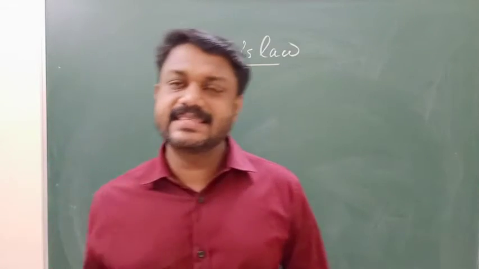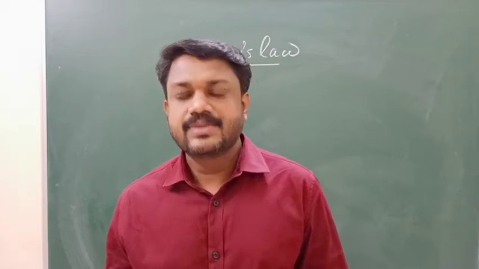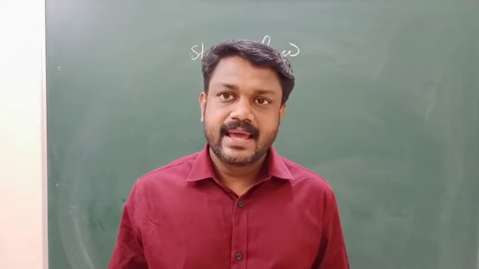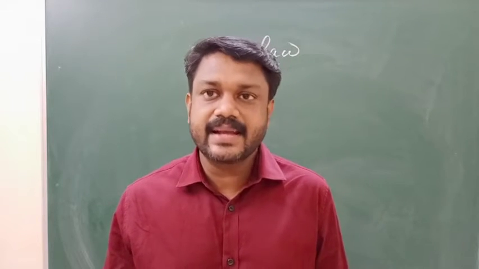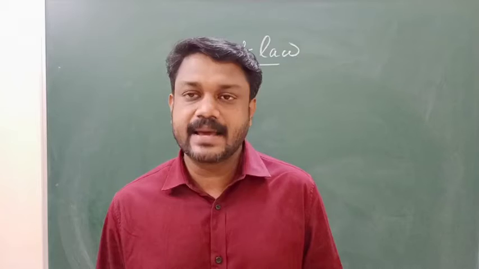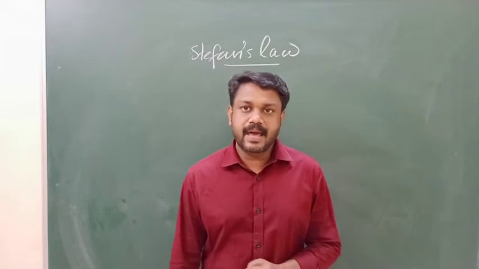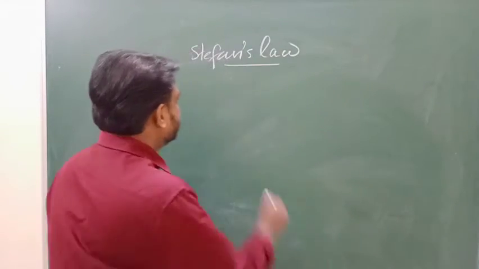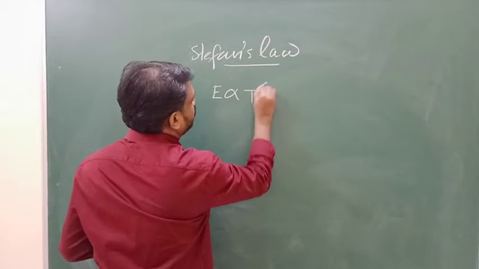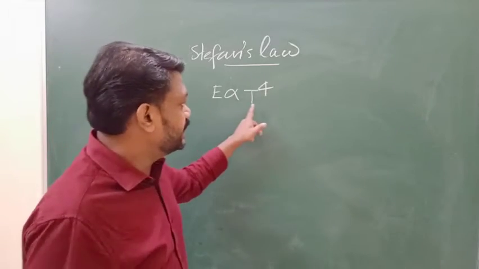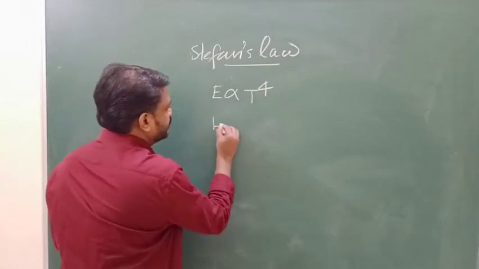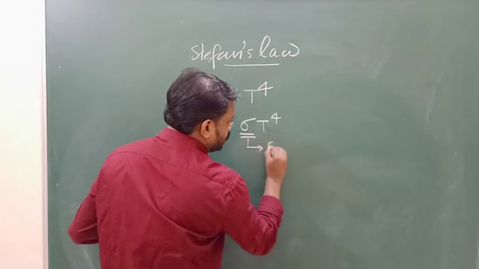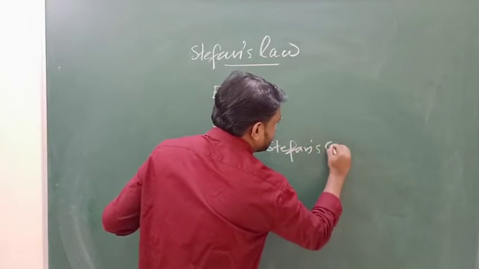Stefan's law gives the relation between emissive power and temperature of a black body. It says that the emissive power of a perfect black body is directly proportional to the fourth power of its absolute temperature. That means E is proportional to T to the power 4, where E is the emissive power and T is its absolute temperature. And E is equal to sigma T to the power 4, where sigma is known as Stefan's constant.